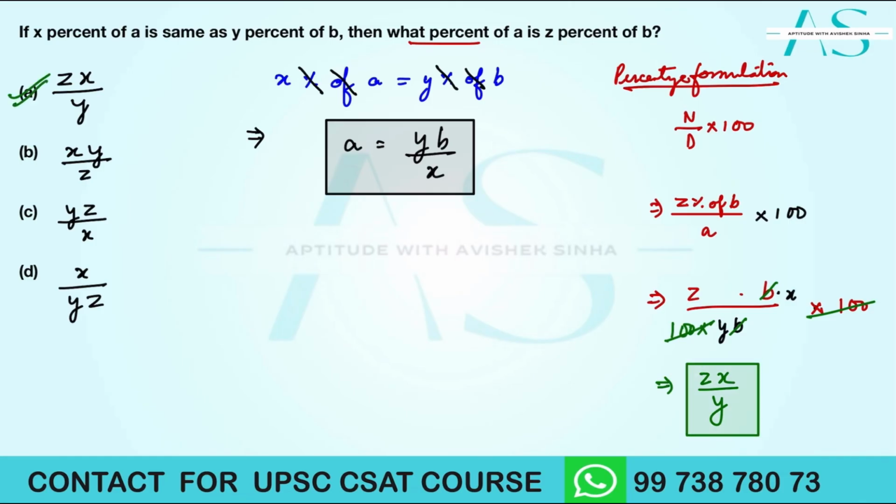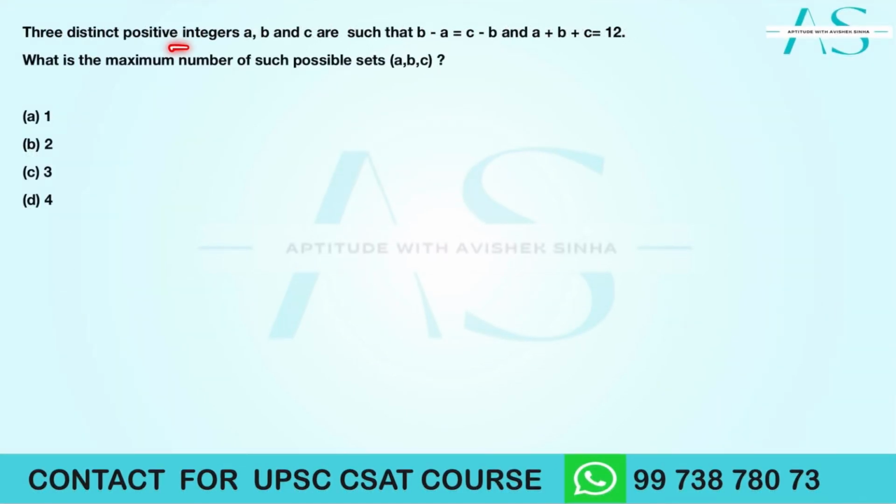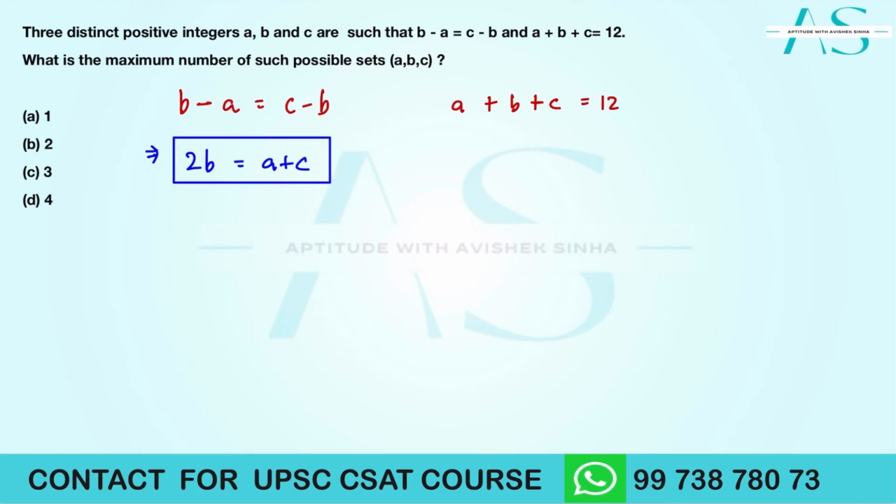I hope this helps. Three distinct positive integers a, b and c are such that b minus a is equal to c minus b, and also we know that a plus b plus c is equal to 12. Okay. What is the maximum number of such possible sets of a, b and c? They have to be distinct, all different and positive integers. Okay. So can I just simplify this? Bringing b here, bringing a here, it becomes 2b is a plus c. Now let's equate a plus c as 2b.